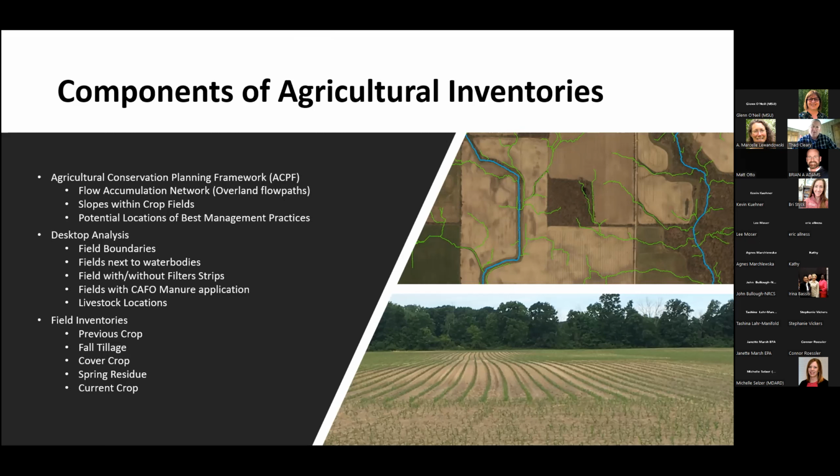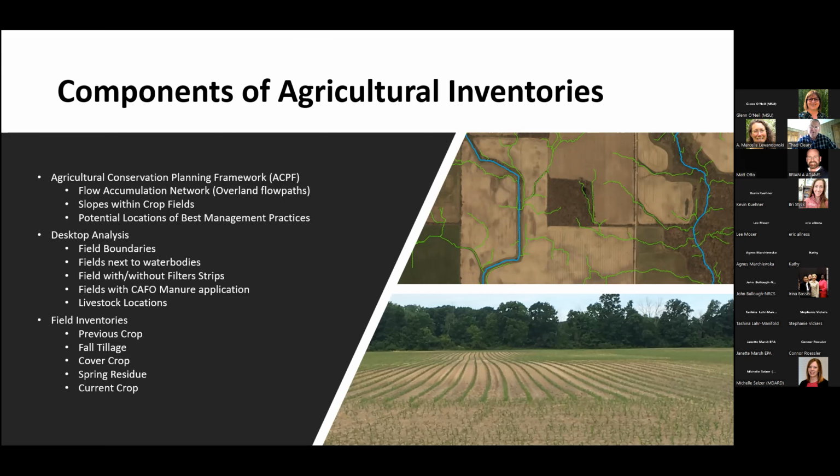So then from there, we do a desktop analysis. We have all those field boundaries that were digitized for the ACPF tool. And then we look at which of those fields are, say, within a certain proximity to surface water bodies. Take 50 feet, for example. So we go through and attribute every field that is within, say, 50 feet of a surface water body.